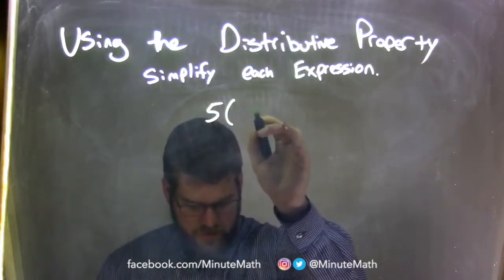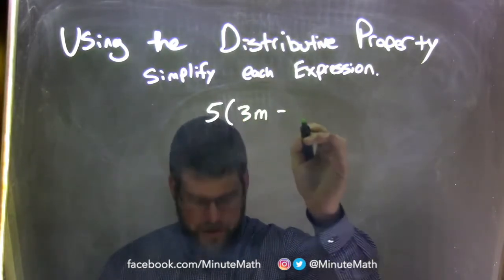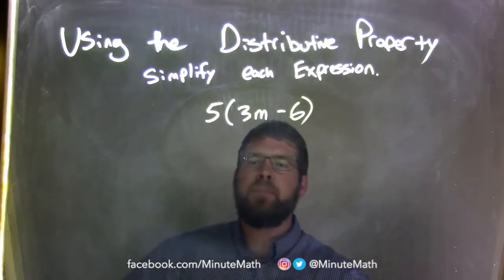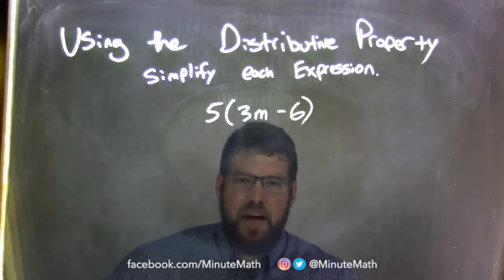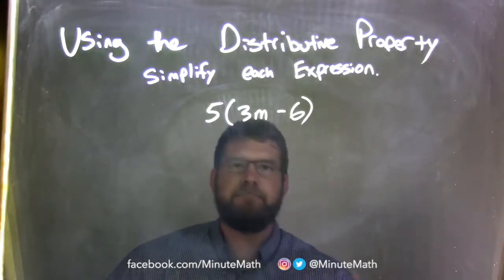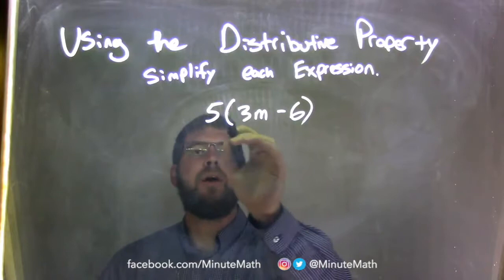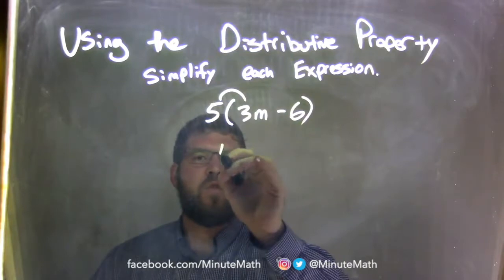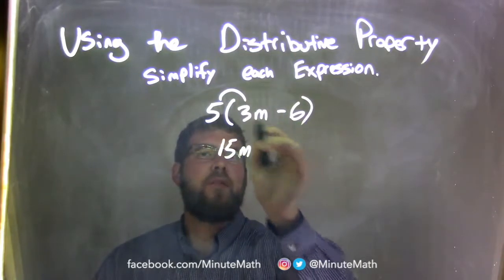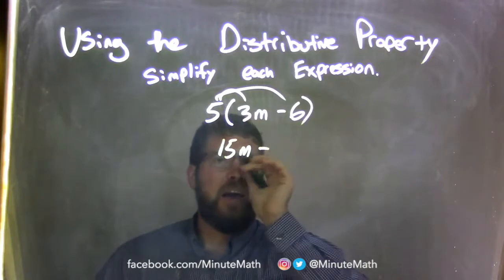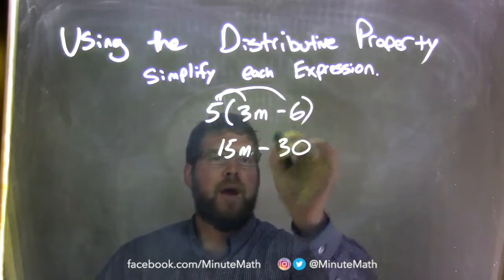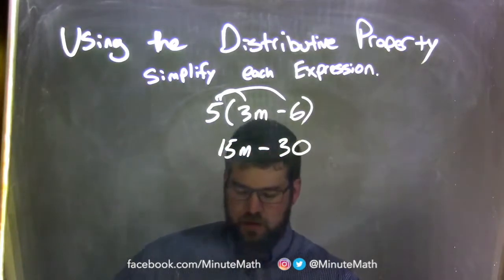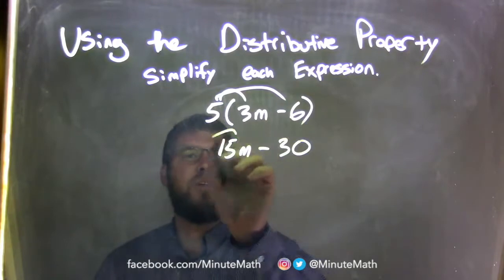5 times 3m minus 6. So 5 times 3m minus 6. Well, 3m minus 6 is inside the parentheses, but they're not like terms. Can't do anything with it. So, in the multiplication on the outside, 5 times 3m comes first. 5 times 3m is 15m. Then 5 times 6 is 30. And we brought down the subtraction. So now we have 15m minus 30. They're not like terms. We cannot simplify them, so that is our final answer.